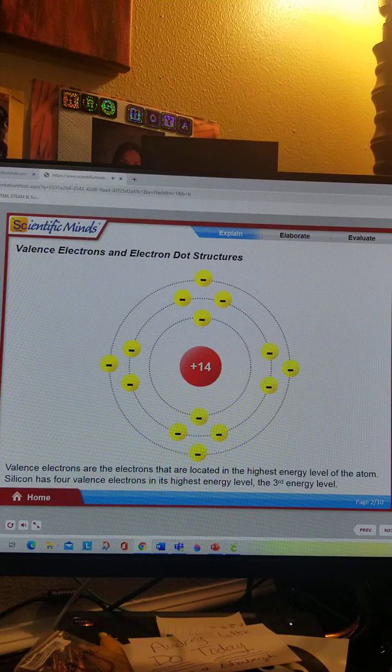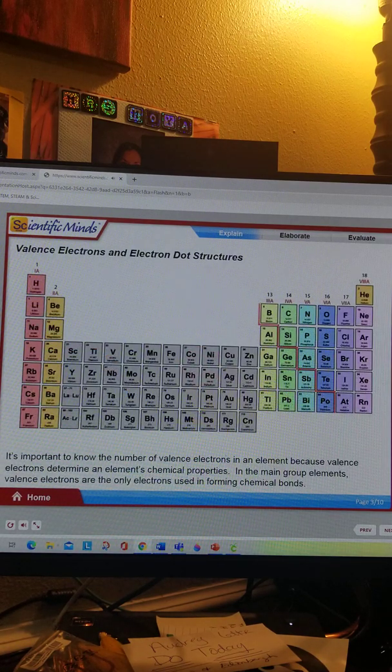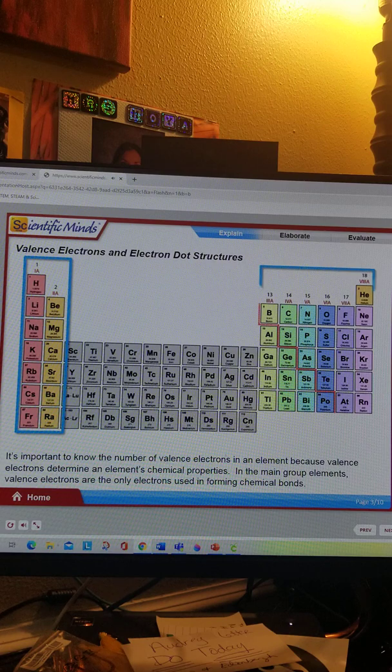Valence electrons are the electrons that are located in the highest energy level of the atom. Silicon has 4 valence electrons in its highest energy level, the 3rd energy level. It's important to know the number of valence electrons in an element because valence electrons determine an element's chemical properties. In the main group elements, valence electrons are the only electrons used in forming chemical bonds.